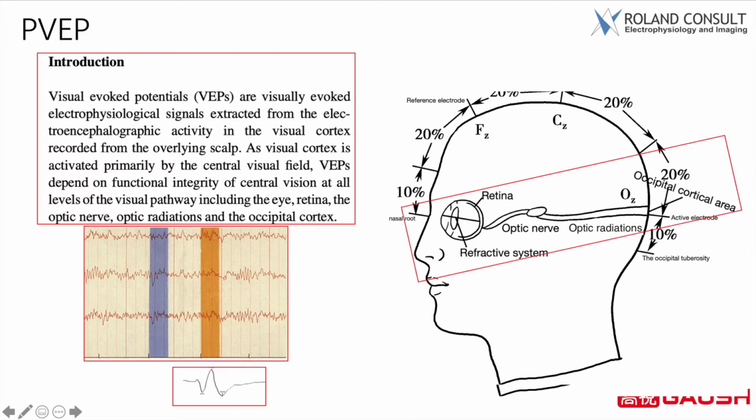VEP depends on the functional integrity of the central vision field throughout the whole visual pathway, including the eye's refractive system, including cornea, aqueous humor, lens and vitreous body, retina, optic nerve, optic radiation and occipital cortex. Therefore, abnormal VEP results may be caused by abnormality of the above-mentioned sections, not limited to neurological diseases.